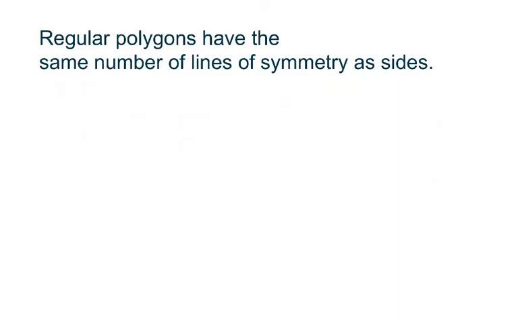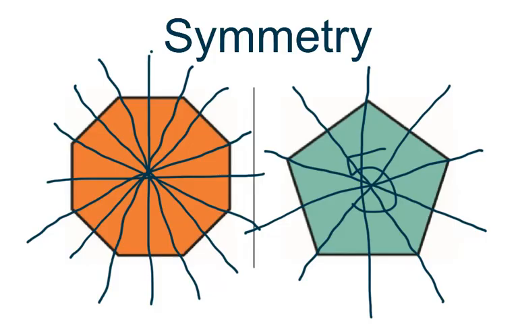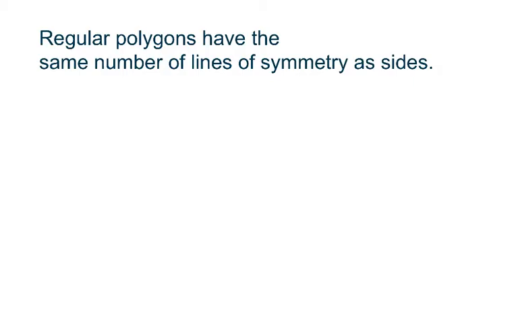Here is the investigation that I want you to try and have a look at today. Regular polygons have the same number of lines of symmetry as sides. So what they're saying there is this shape here, this pentagon, has 5 sides, so that means it has 5 lines of symmetry. This regular octagon has 8 sides, so therefore has 8 lines of symmetry. That's what this investigation is asking you to prove. Is it correct?